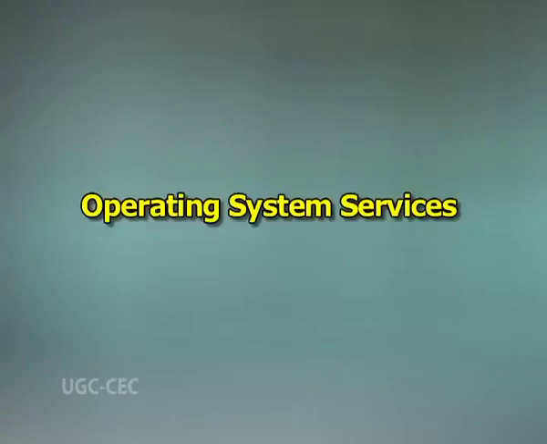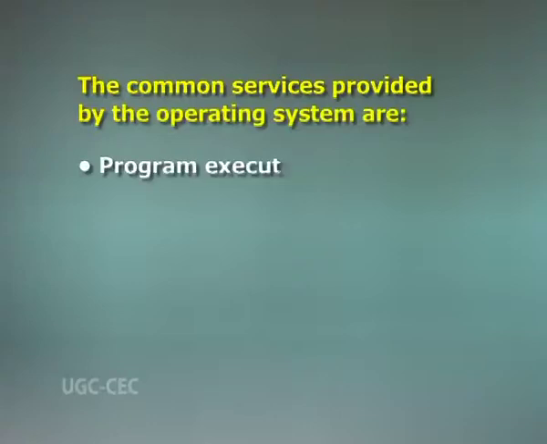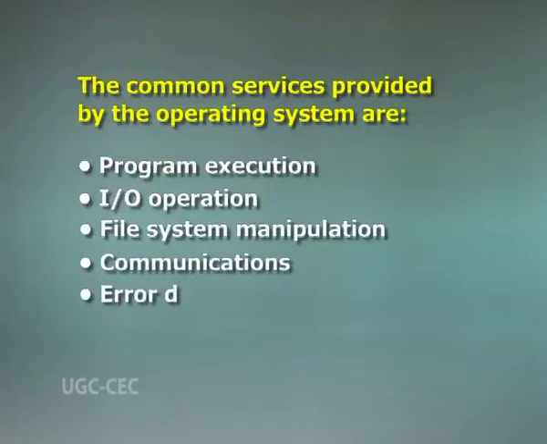Coming to operating system services. An operating system provides services to programs and to the users of those programs. It provides an environment for the execution of programs. The services provided by one operating system are different from another operating system. Operating system makes the programming task easier. The common services provided by operating systems are program execution, input-output operation, file system manipulation, communications and error detection.